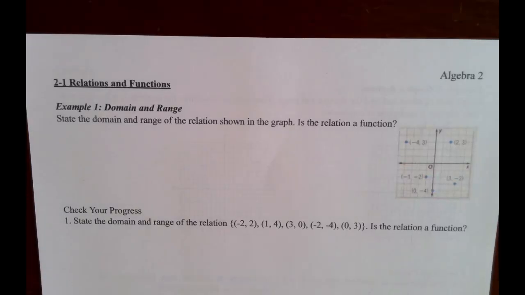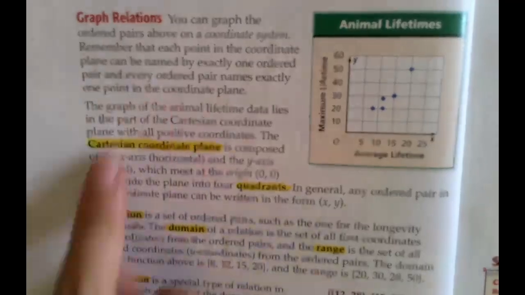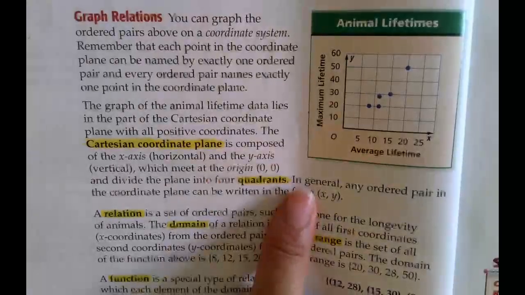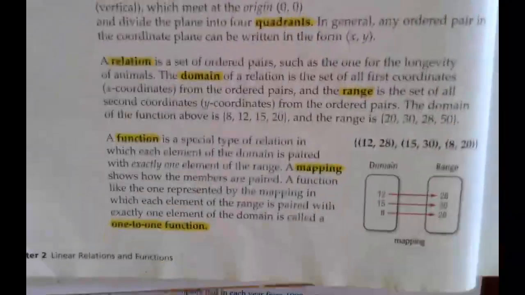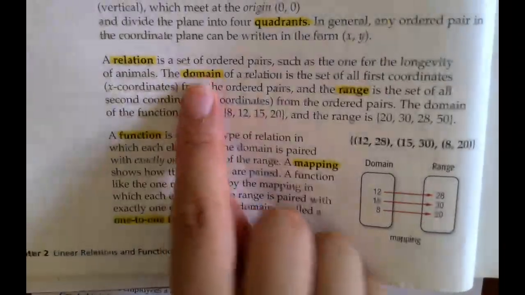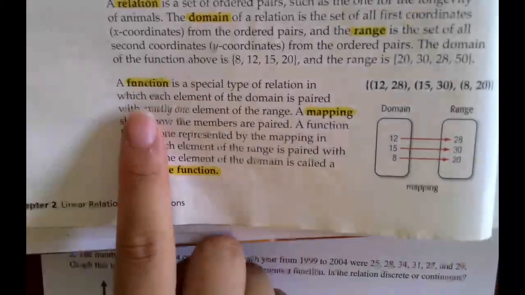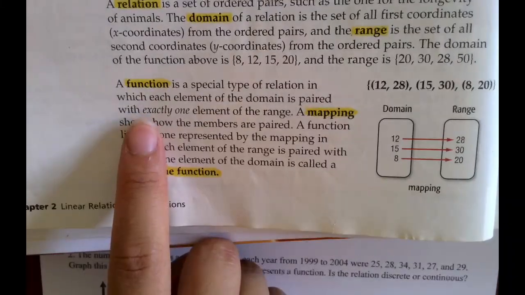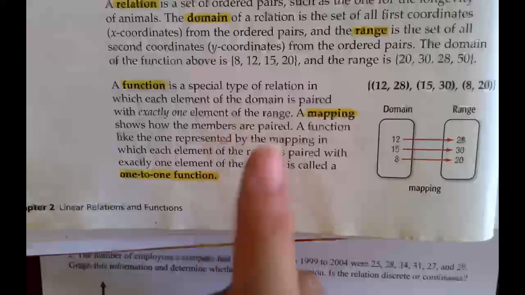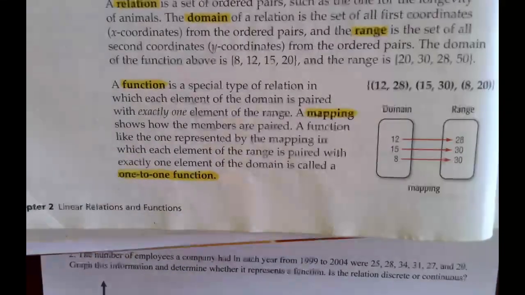Hi guys, so today we're going to be talking about relations and functions. Prior to any of the examples, please make sure you also look through a lot of your vocab words you should be familiar with, such as quadrants. Relation is your domain as your x coordinates, your range as your y coordinates. What a function is, where every element of the domain only has one element of the range, mapping, and what a one-to-one function is. Okay.